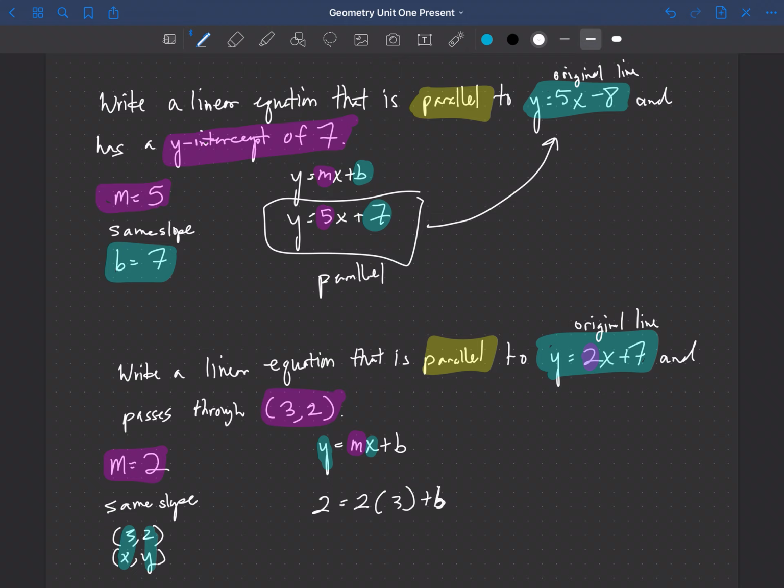Okay. Now if I solve for this now, you can see that b is the only variable left, so whatever number I end up having is my y-intercept. So let's solve this. 2 equals 2 times 3, which is 6, plus b. Subtract 6 from both sides, and I get b equals -4. Okay. And this is my y-intercept.